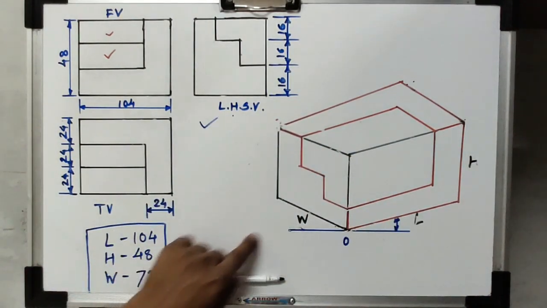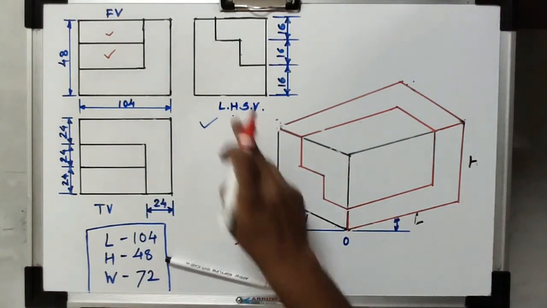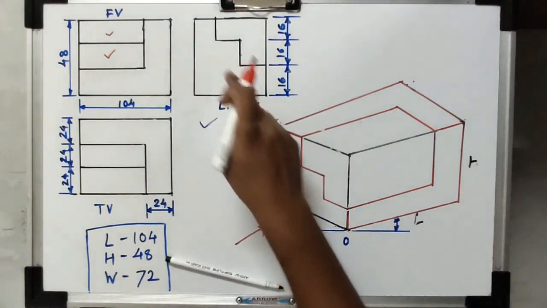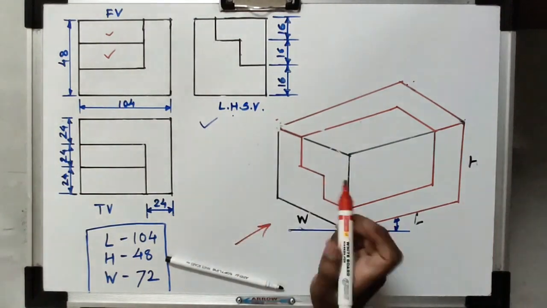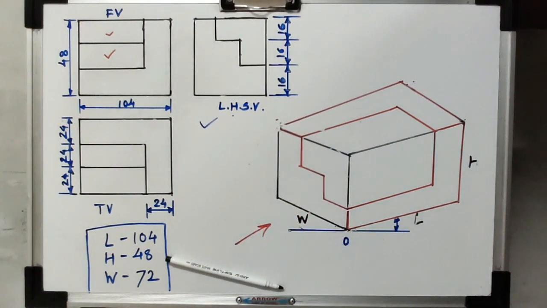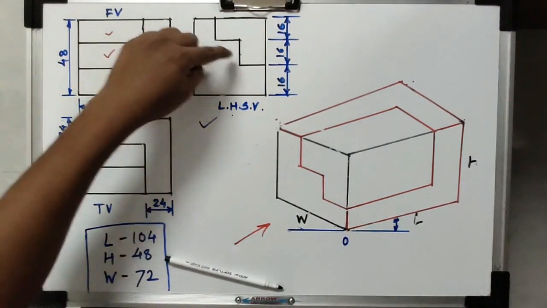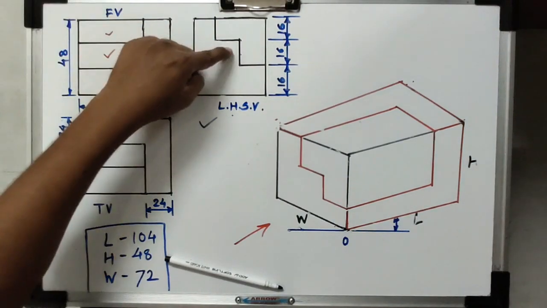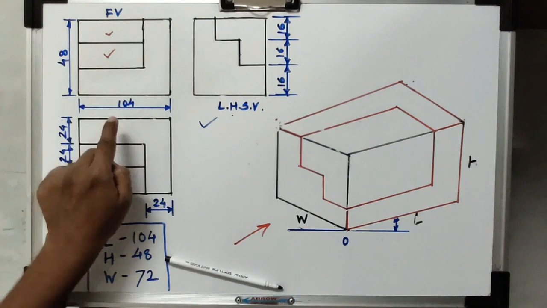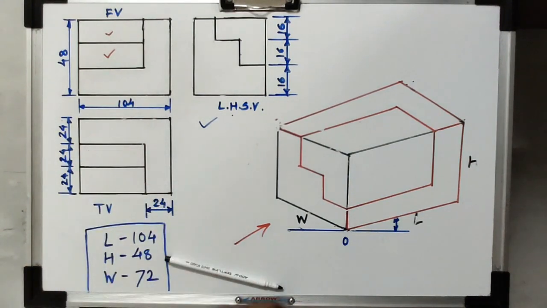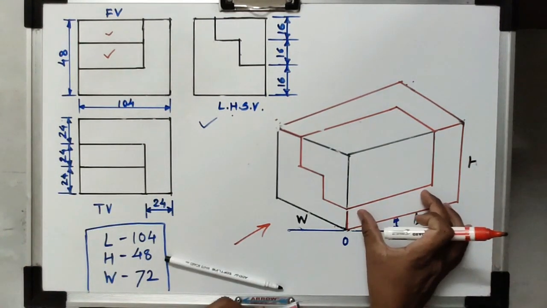Now when you observe from the side view, you are able to observe the same structure which is given in the left hand side view. The same staircase structure you can observe here. Now when you observe the staircase portion in the front view, it has a particular length, and that length is 104 minus 24, that is a total of 88, meaning already we have created it here.